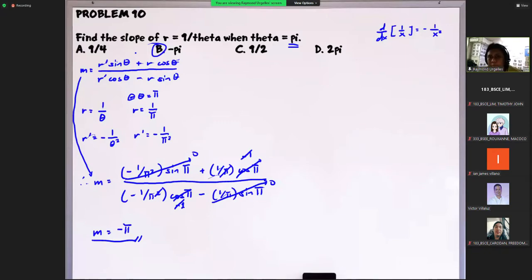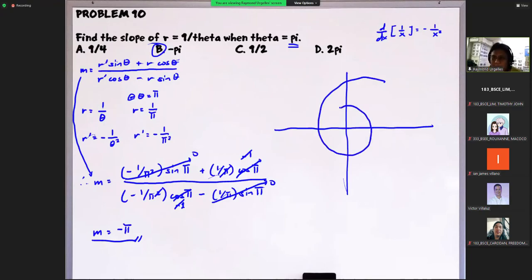Actually, when you graph that, when theta is equal to 0, our r is infinite. And as our theta increases, our r decreases. So basically, it's a spiral. That will be your graph, like this. Okay? So that will be our graph so far in this case.